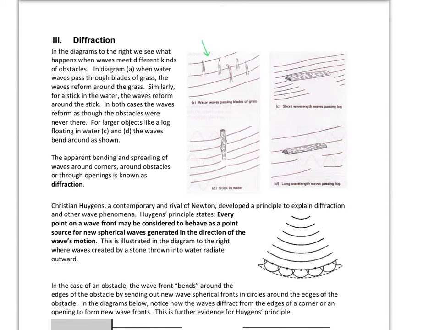Same thing on our log here. For a stick in the water, the waves reform around this stick. Again, waves are traveling in this direction here. We see the waves coming in kind of whole. It hits the stick and it has a gap. However, a couple waves after, it seemingly closed that gap again.